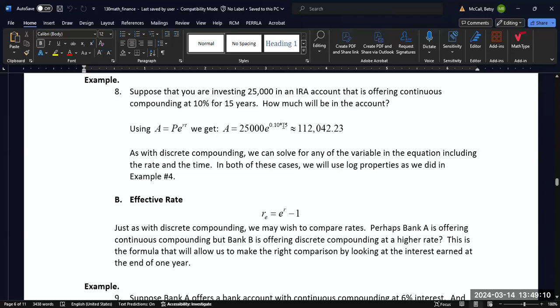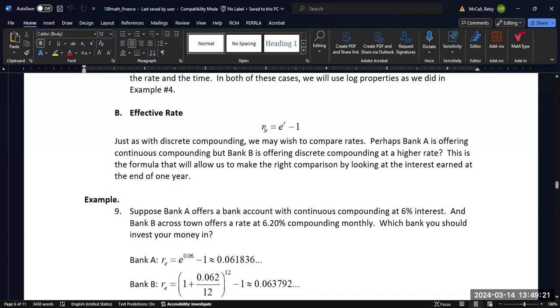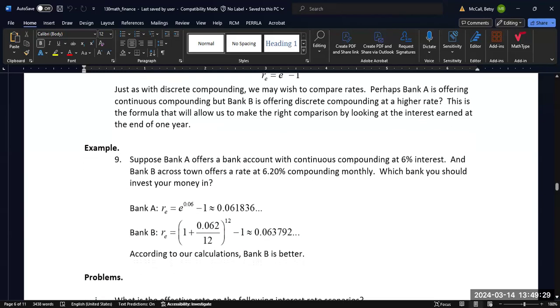If you're trying to get into the time component, you would need to use the log and log properties as we saw in a previous example. Now, the effective rate for continuous compounding would be e to the r minus 1. And so again, we may compare interest rates. Now, if they're both continuous compounding, then the one with the higher interest is obviously going to be the better amount, because they're both compounding at the same rate.